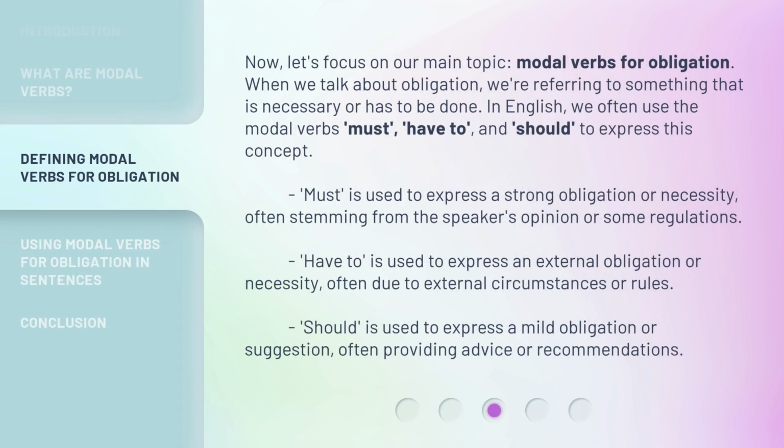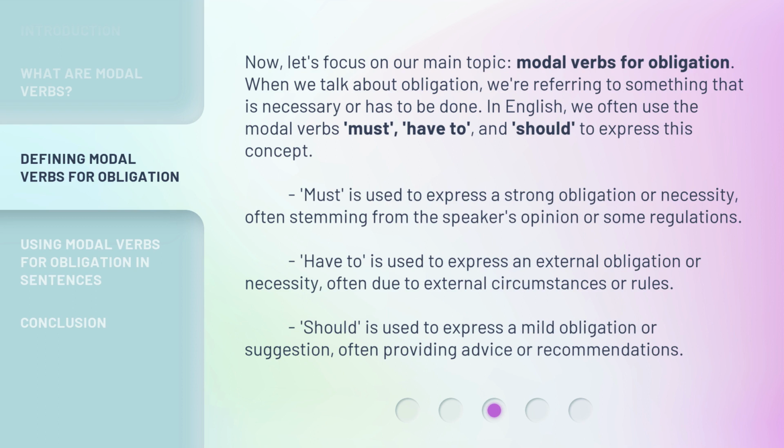Now, let's focus on our main topic: modal verbs for obligation. When we talk about obligation, we're referring to something that is necessary or has to be done. In English, we often use the modal verbs must, have to, and should to express this concept.